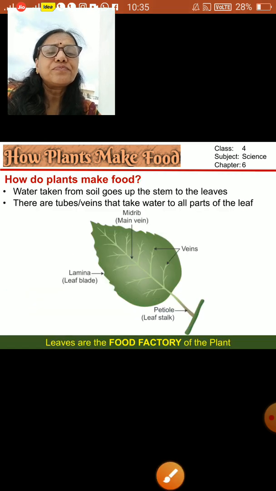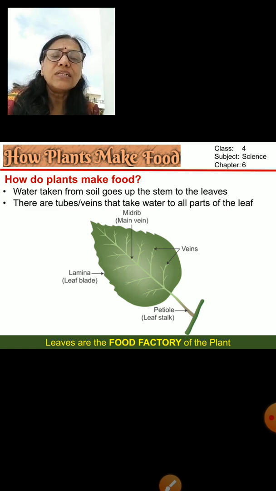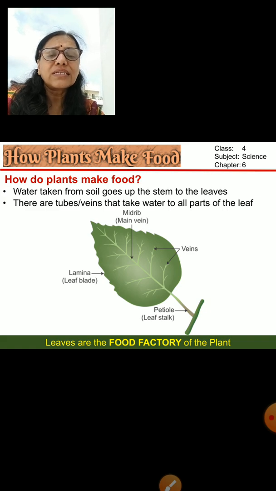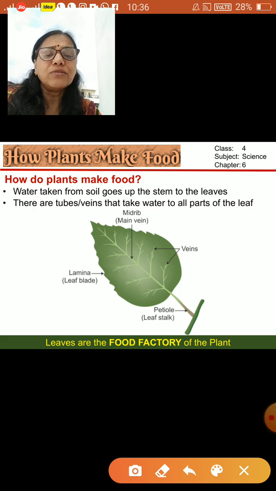Okay, now see here. Here is the structure of a leaf. I just told you that it has small tubes called veins. They supply the water to all parts of the leaf. Now let us have a good look at the structure of a leaf. Okay, see here, the surface of the leaf is called lamina. And here is the petiole. Petiole means the point where it is joined with the stem.